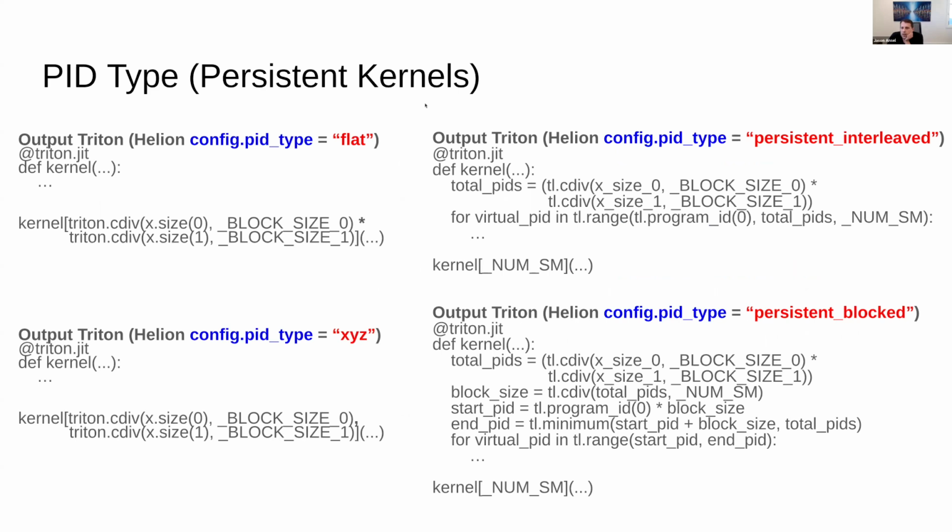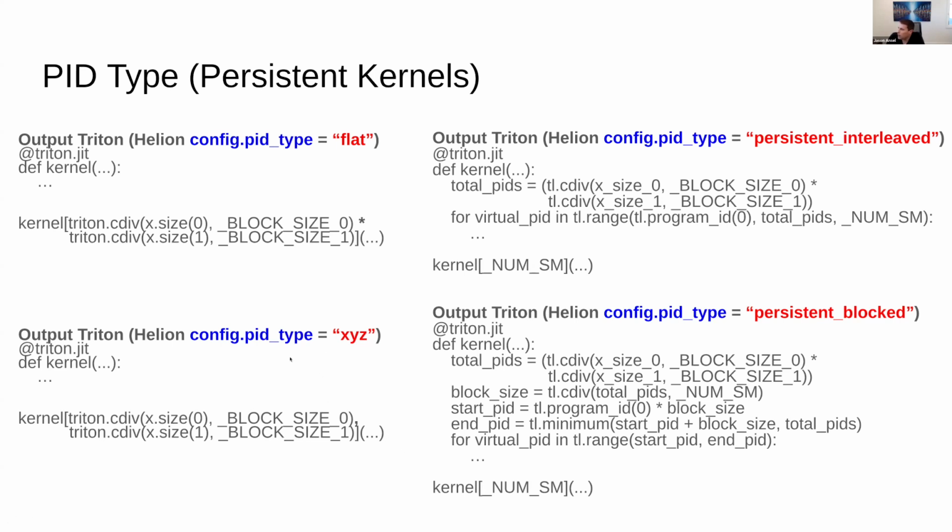So the next configuration I'm going to talk about is the PID types. PID stands for program ID. There's actually a number of different ways of writing your program, and there are 4 of them that Helion's able to generate. If you have a flat PID type, then you are only using the X dimension of the launch grid, and you're just computing the number of programs that need to be launched. XYZ programs will use multiple dimensions. So this is probably the most naive way of writing it.